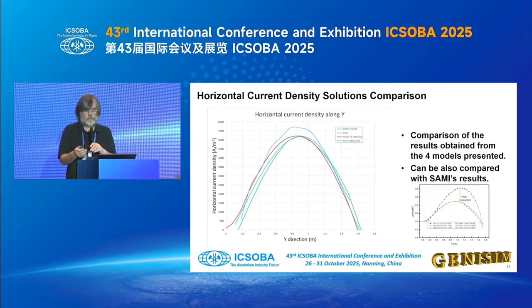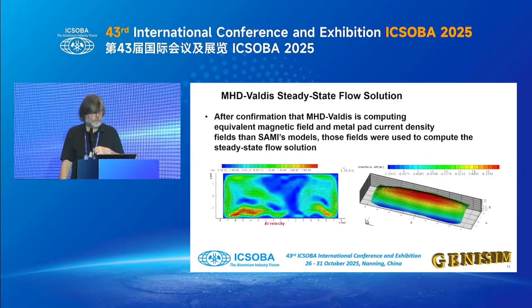After this comparison, I guess we can feel confident to use those two fields, the magnetic field and the current density field, to compute a Lorentz force and then to calculate a flow. And that's what MHD Valdez is doing next. So you have the steady state solution using the 2D shallow water approach. That is also very quick to calculate.